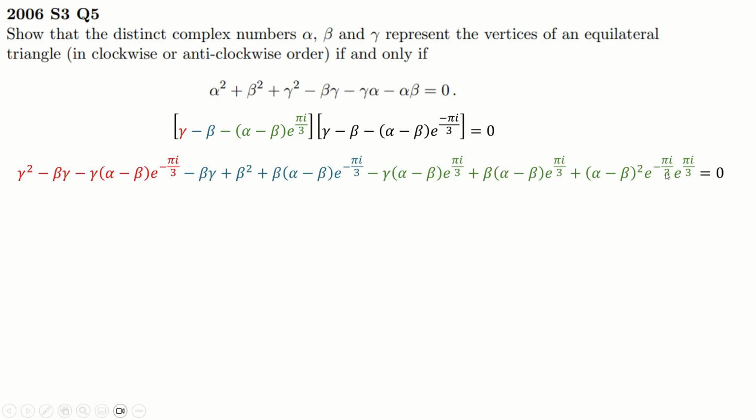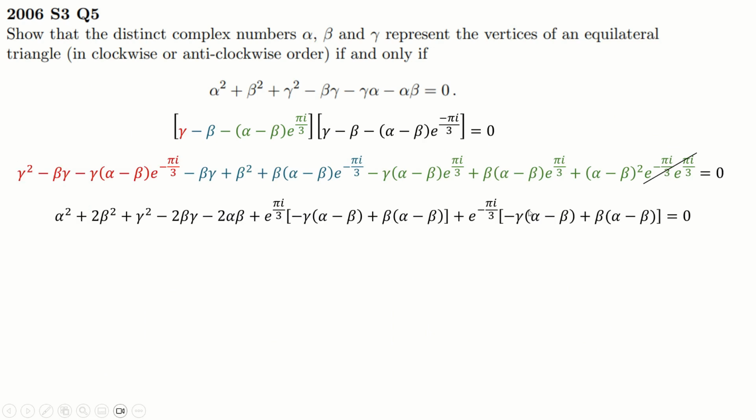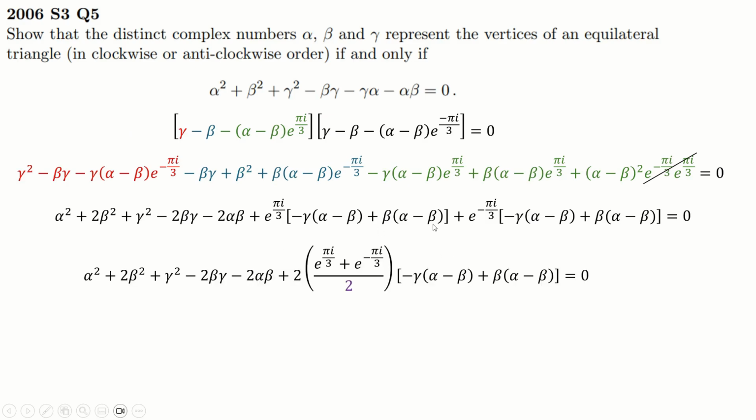Useful that these two things go away, of course, because they add together to make 0. After you do a bit more collecting of the correct things together, you end up with something that looks a bit like this. And then we can collect more things together and factorize to look like this. And this should hopefully be very recognizable.